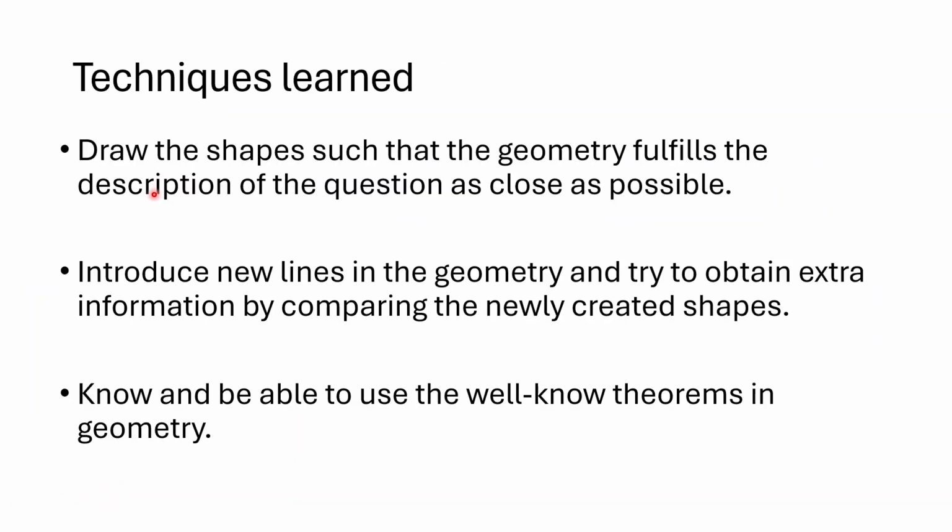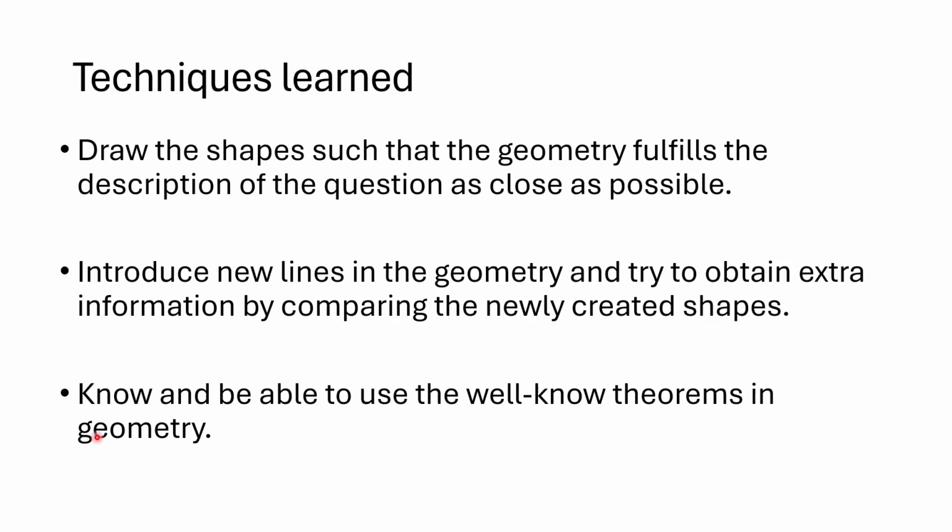So what we have learned is to draw the shapes such that the geometry fulfills the description of the question as closely as possible. Because if you draw the geometry properly, you might notice that certain sides are equal to other sides, or certain angles are equal, and then you try to prove them. The second point is to introduce new lines in the geometry and try to obtain extra information by comparing the newly created shapes. This is very important. In complex geometry questions, you always need to create some additional structure and gain extra information from it.